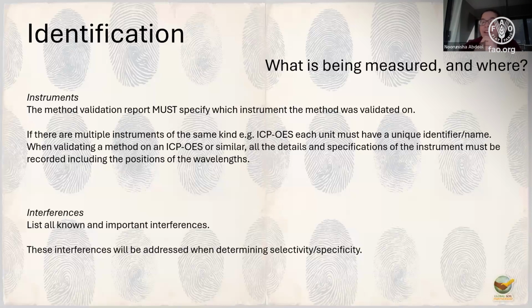Okay. We also have to an extent, identify the interferences that could be caused. So you can list all of these in your method validation plan that you suspect they will cause interference. But when we get to selectivity, you are going to then see how we determine this as well.